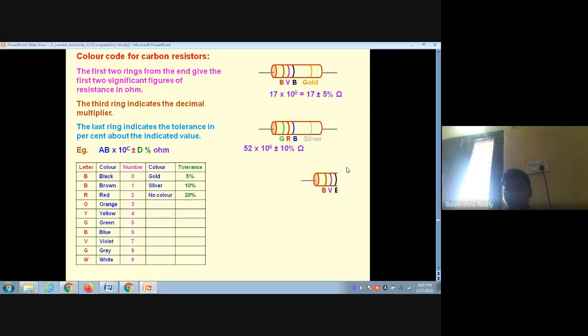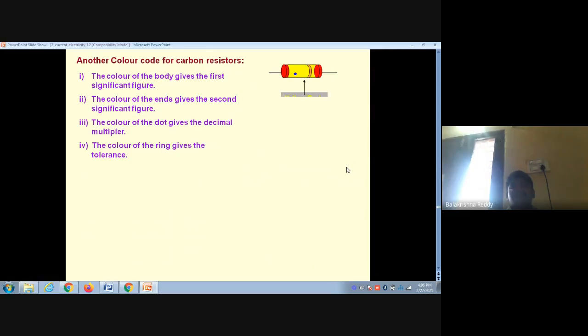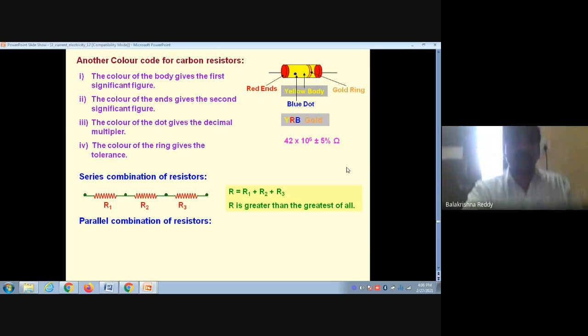The next topic, carbon resistors and color coding, is not there for us. Identification of the color of resistors also is not there this time. But resistance in series and parallel combination is there. How can we write resistance in series and parallel combination?